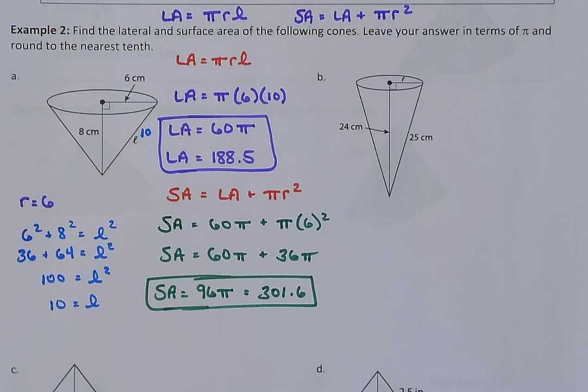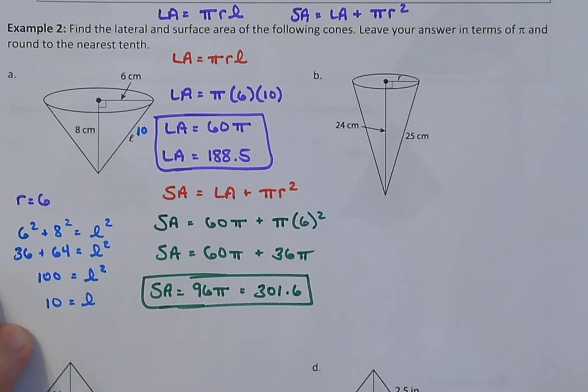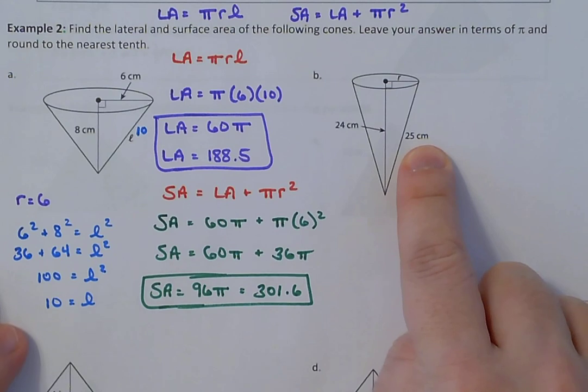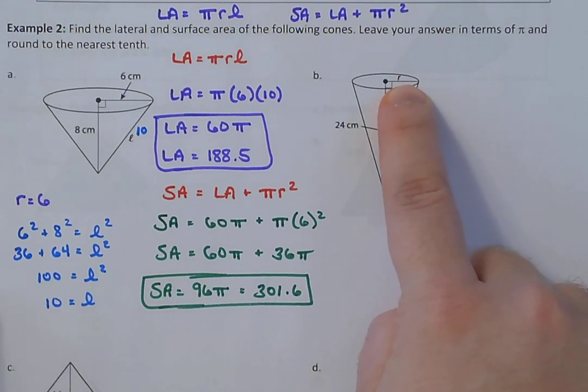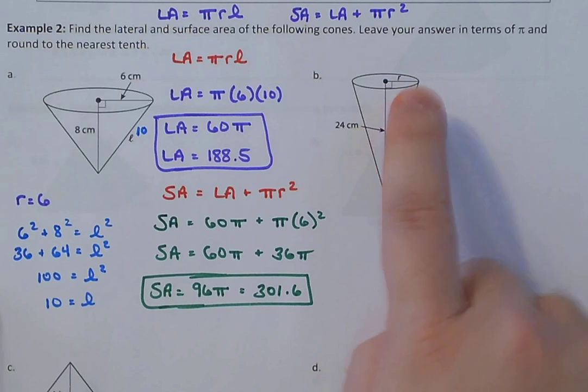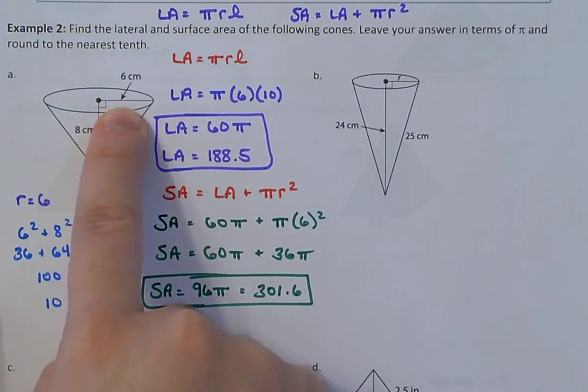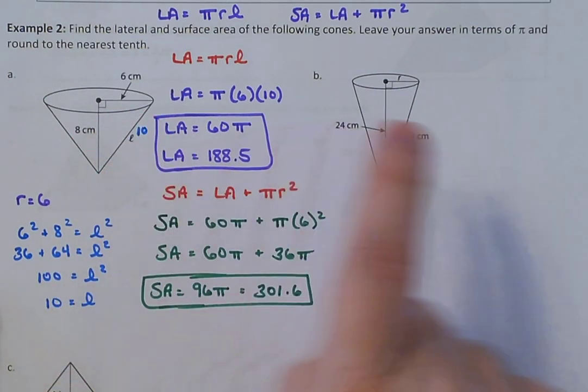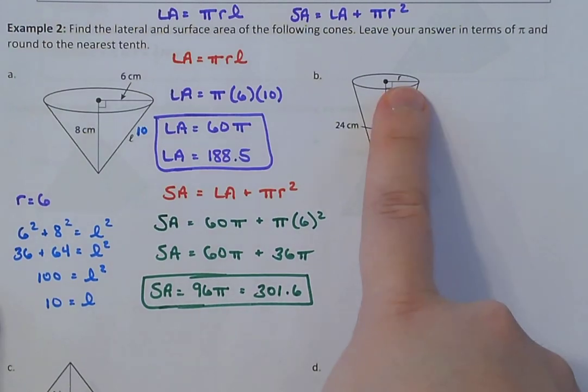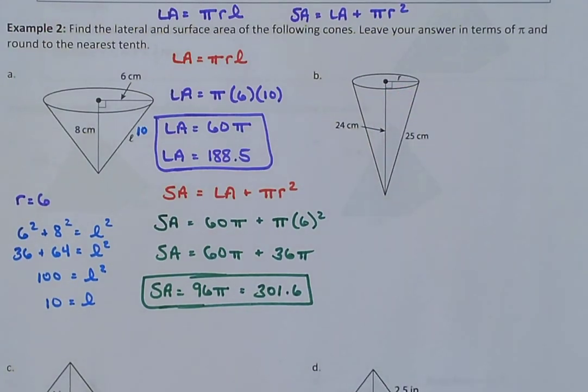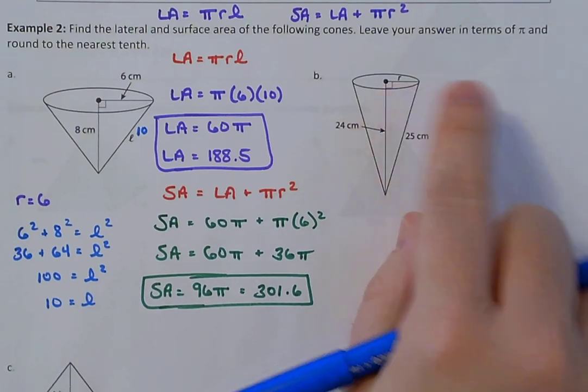If we take a look real quick at B, I do want to talk about B, mostly because this time they provide us our slant height as 25, but they do not tell us our radius. So, unlike A, where they told us our radius, but they didn't tell us our slant height, this time they tell us our slant height, but not our radius. Now, we're going to use the Pythagorean theorem for the radius, just like we did for the slant height. So, that's what we're going to figure out first, is our r value.